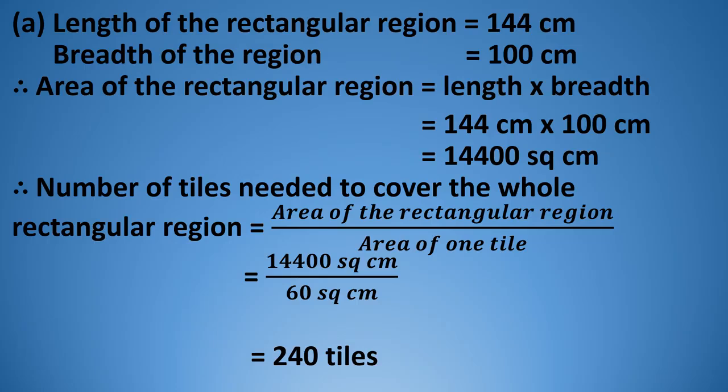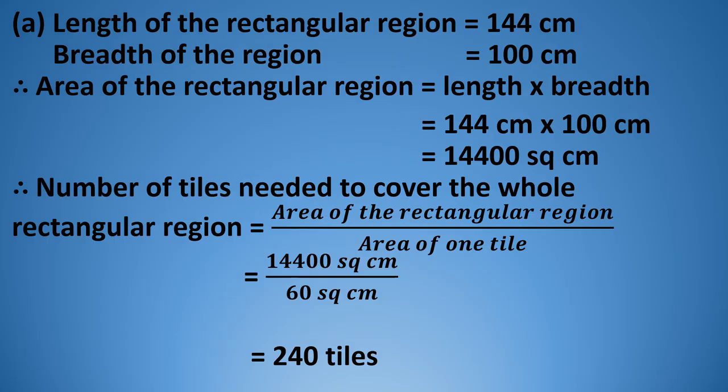So 14,400 square centimeter divided by 60 square centimeter. So square centimeter is cut by square centimeter. What is left? 240. Okay. So what is this 240? These are the number of tiles needed.